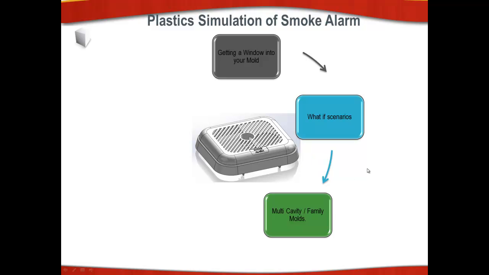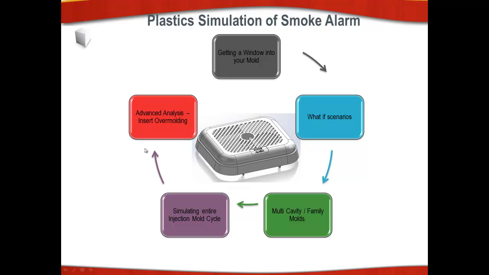And then once you get that optimal part, then you can take it into the family of molds where you want to make maybe the top and bottom of this at the same time, and maybe even make multiple pieces at one time. We can do the entire injection cycle, the filling, the packing, and the warp. You can then bring it into the advanced tools, and then basically repeat this cycle over and over again for different parts.